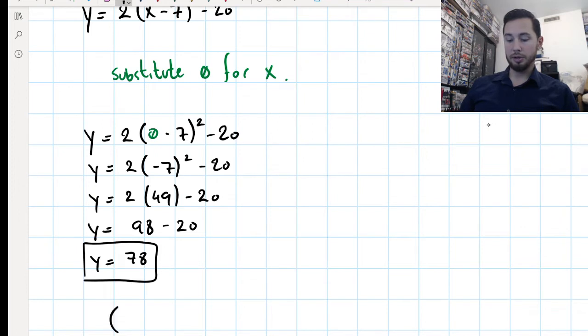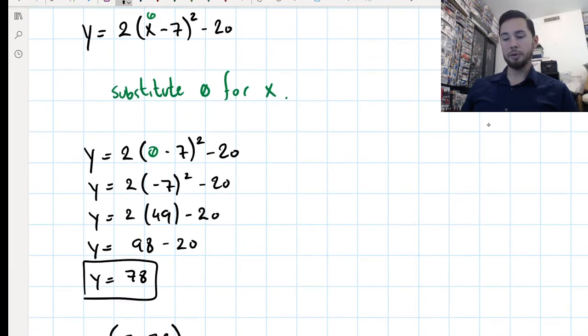So my y-intercept will be (0, 78). And that is it. That's all I have to do. They give me an equation in vertex form, and all I have to do to find the y-intercept is substitute 0 for x.